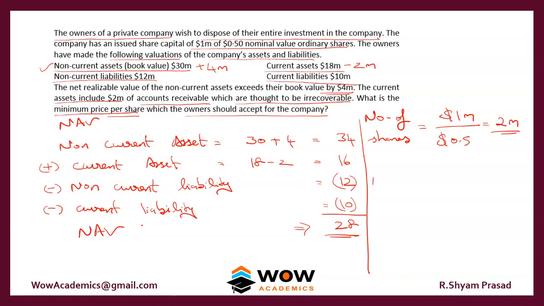So now we'll find out the NAV per share. So the NAV per share will be 28 million divided by 2 million shares. So that gives us 14 per share worth of NAV. So that is about this sum. We'll move on to the next sum.